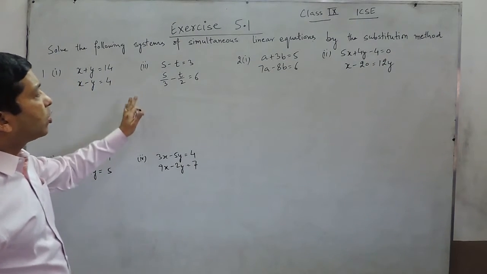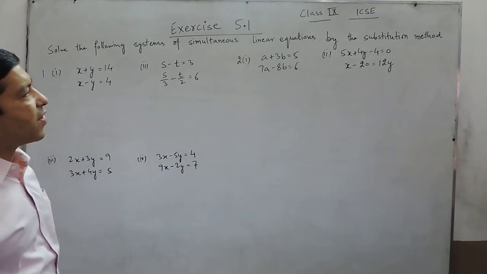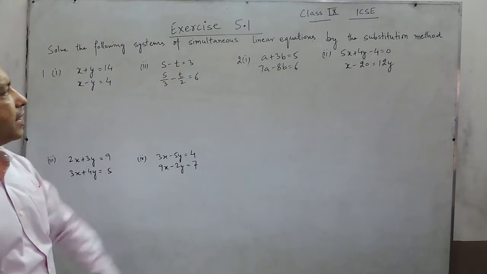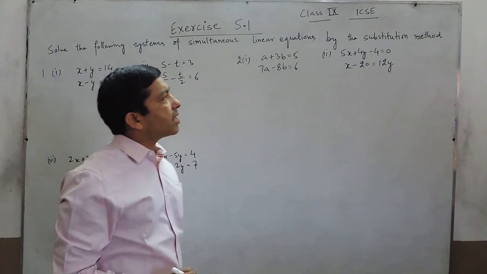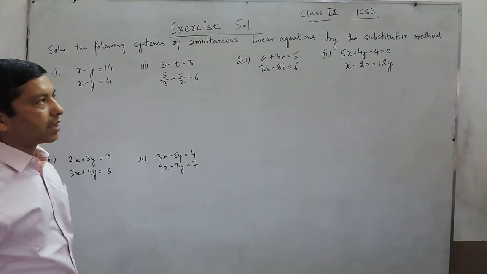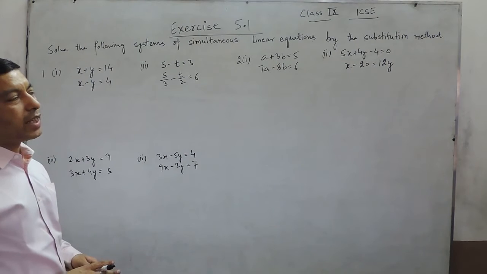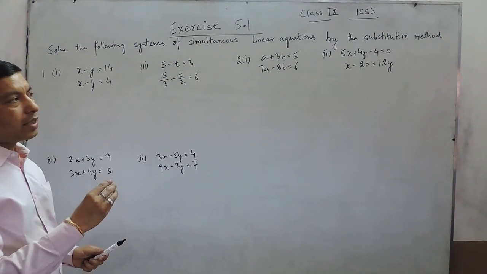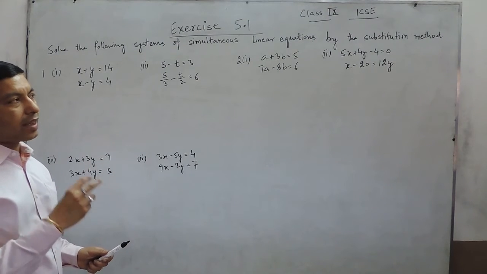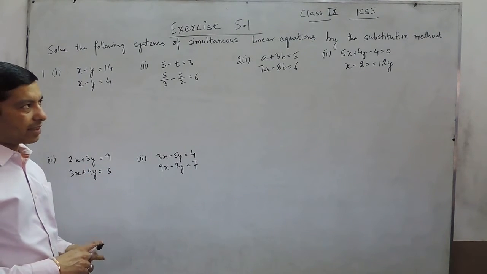Hello everyone. Today we are talking about exercise 5.1 of class 9 ICSE. The question is: solve the following system of simultaneous linear equations by the substitution method. In our theory we have already told that there are three methods. One is substitution, one is equating the coefficients, and the third is by matrix.